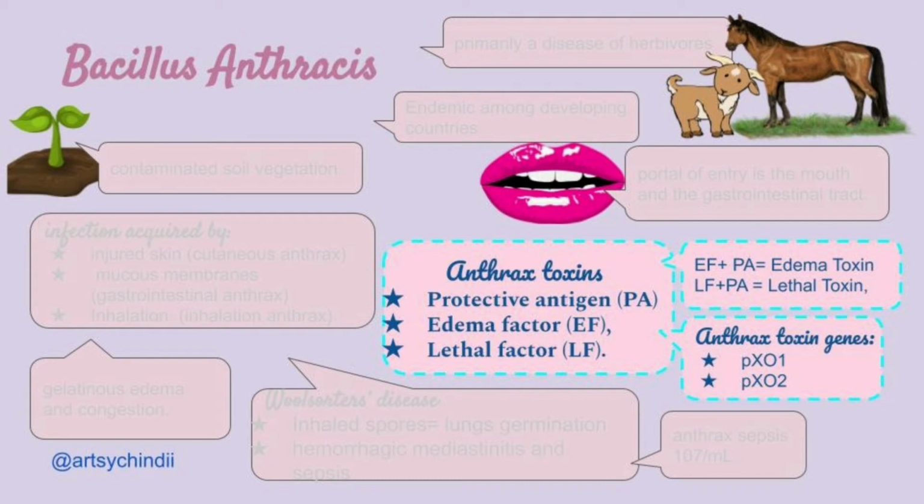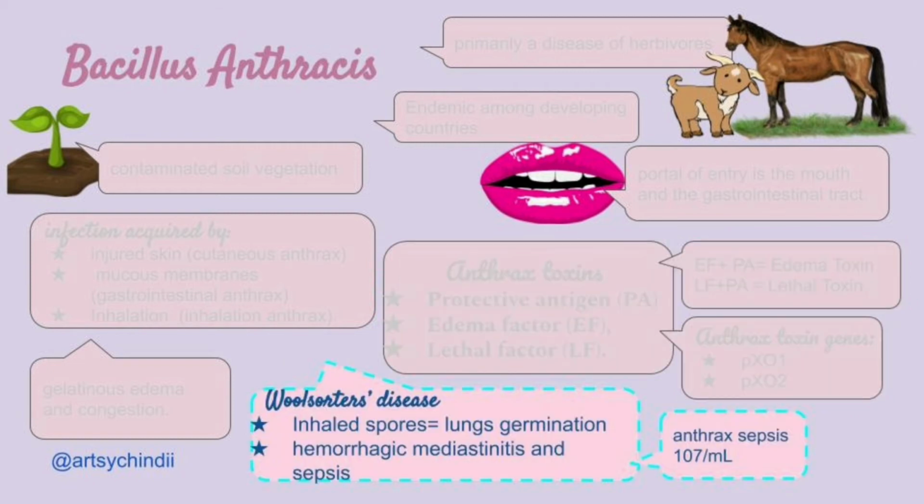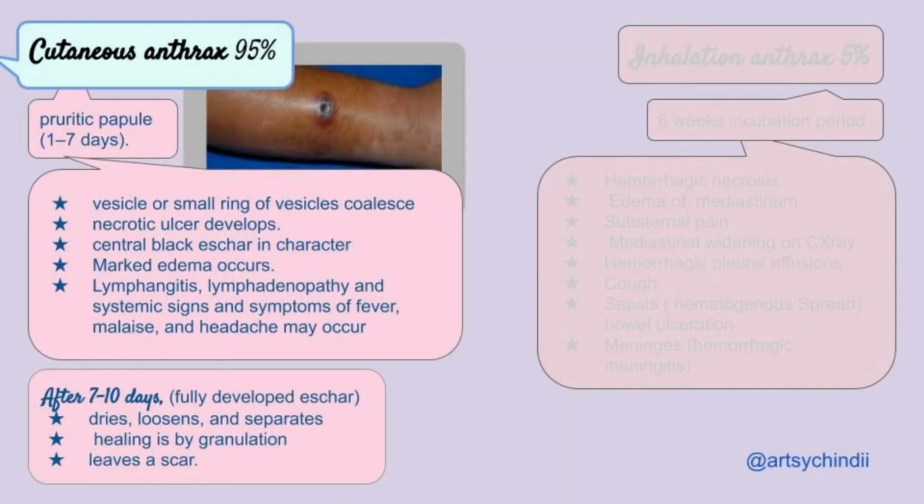Anthrax toxin genes are present on a plasmid. pXO2 is a capsule gene. Wool sorter's disease is inhalation anthrax. Inhaled spores will germinate in the lung and later can cause hemorrhagic meningitis and sepsis. In humans, approximately 95% of cases are cutaneous anthrax and 5% are inhalation.